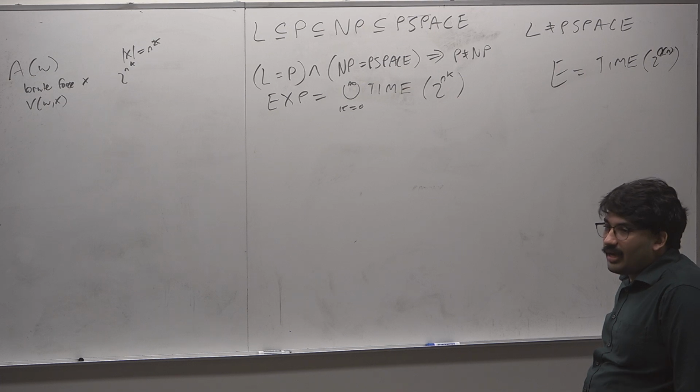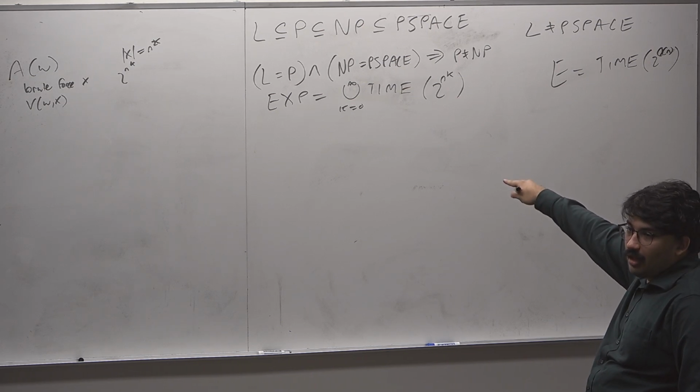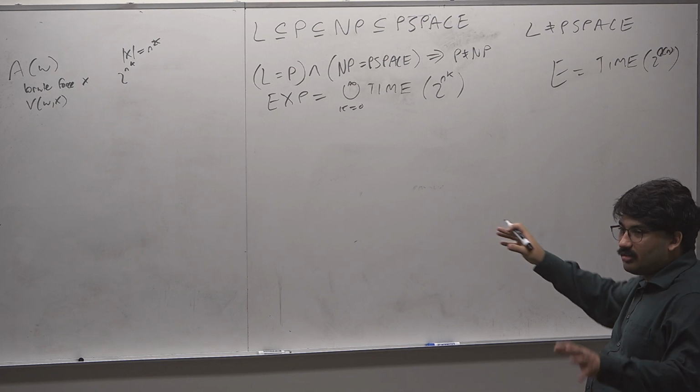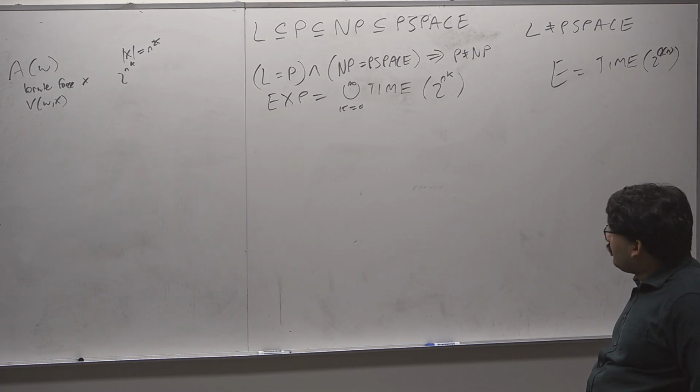The reason we define exponential time this way and not that way is because that's closed under composition and things like this, right? You can multiply two exponential time algorithms and you'll get exponential time. Closure.